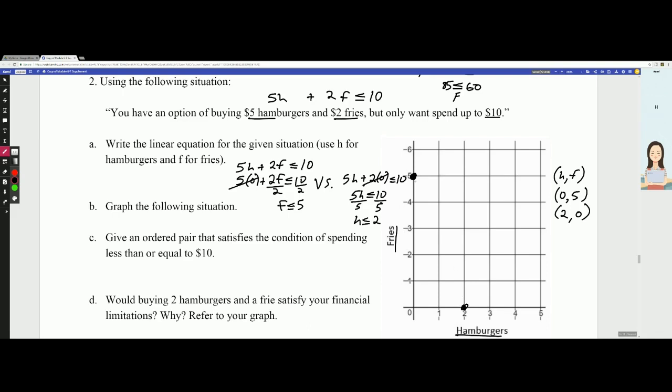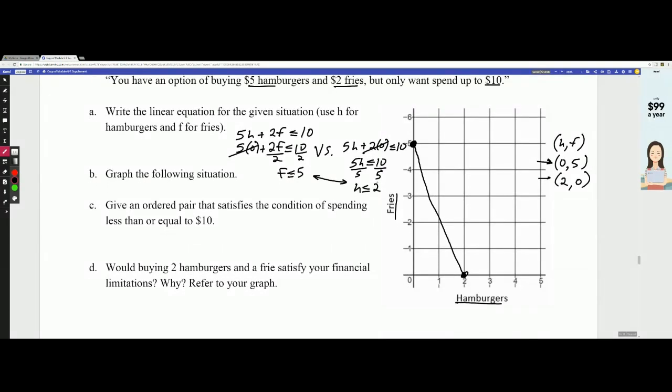And now the hardest thing for me is to try to draw a line through there. There we go. It's not perfect, but hey, what is? All right, so again, these are our two situations: you don't want any hamburgers or you don't want any fries. It gets you two ordered pairs, which are basically your x and y intercepts, and that will allow you to draw the line.